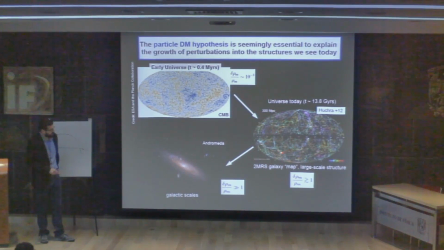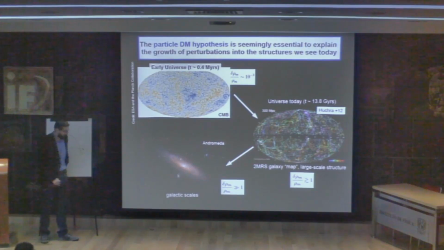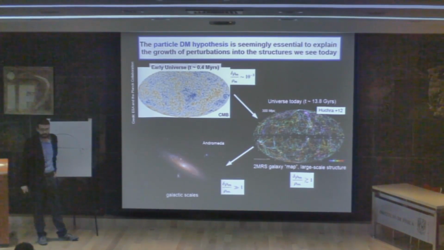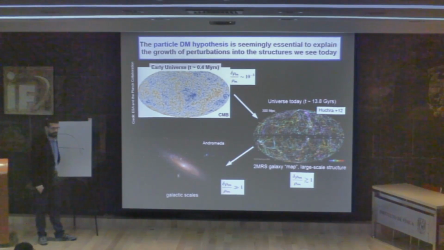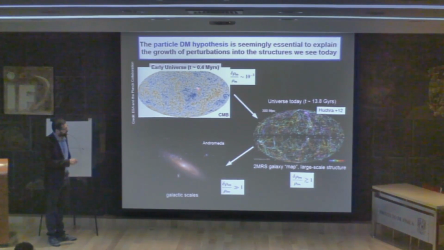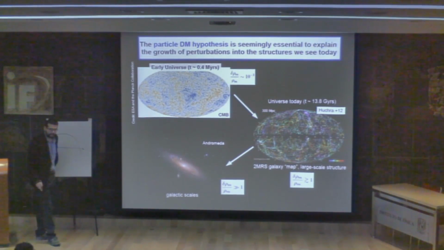And ultimately, of course, we need to explain how galaxies such as Andromeda, which have a very high density contrast, came to be from these initial conditions. So this is really the goal of what is known as structure formation theory. How do we come from here to here? And of course, for that, dark matter is very important.